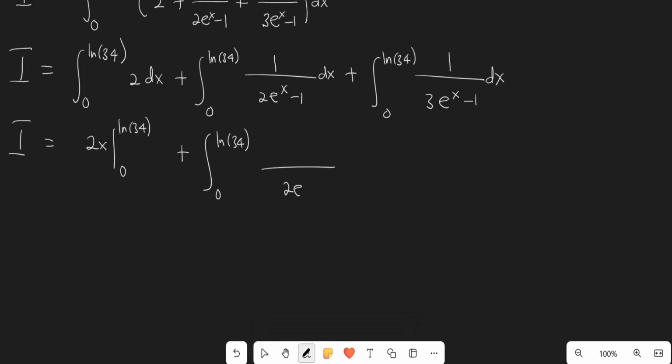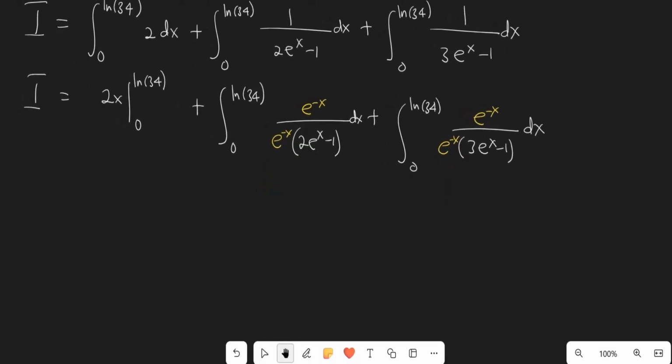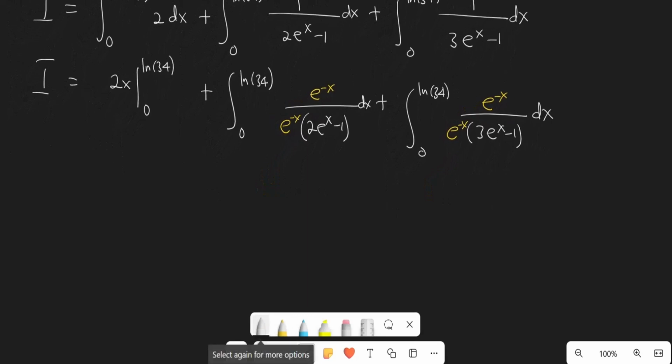So I have 2e^x − 1, right? And I'm going to add that here. That's the third integral, and that is going to be 3e^x − 1, like this. So there is the x here and then the x here. So what I'm going to do on top is to multiply this one by e to the negative x and then nullify the effect by multiplying at the bottom by e to the negative x. All right, so this is what we have for the second and the third integrals.